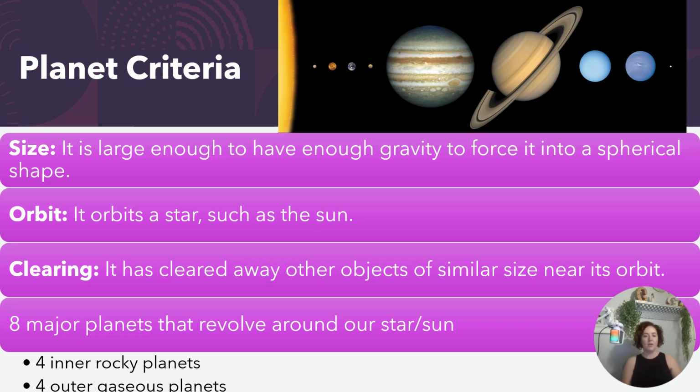Okay? So we have our 8 major planets that revolve around our star. We have the 4 inner planets. That would be Mercury, Venus, Earth, and Mars. We also refer to them as our rocky planets. And then we also have our 4 outer gas giants.